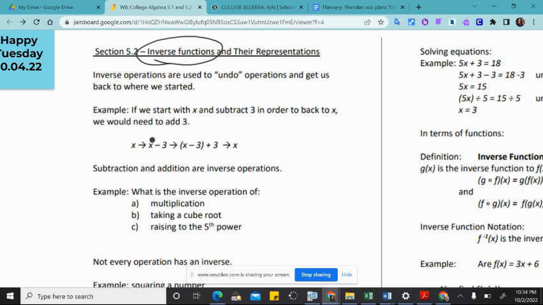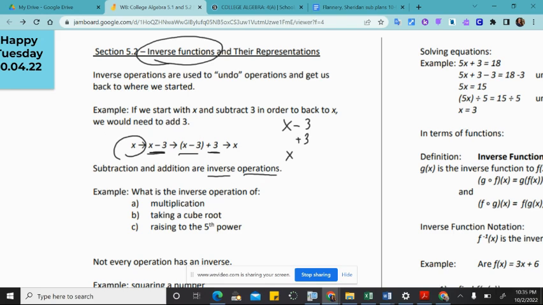So, for example, if we're starting with x and we subtract 3, to go backwards we're then going to add 3, right? If we start with x and we subtract 3, and then we add 3, what do we get back? x minus 3 plus 3, we just have x, right? So addition and subtraction are examples of what they call inverse operations.